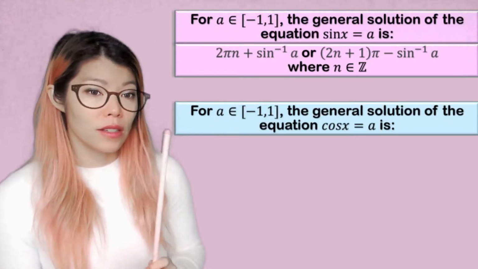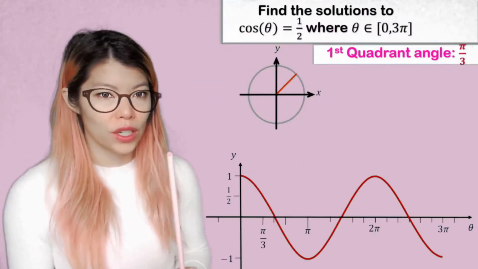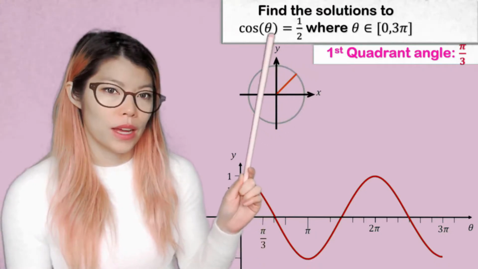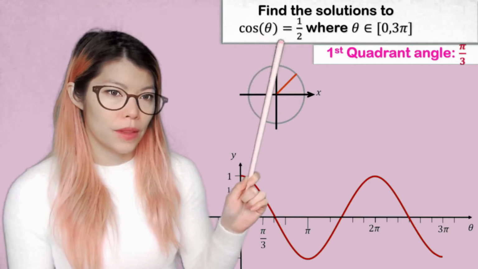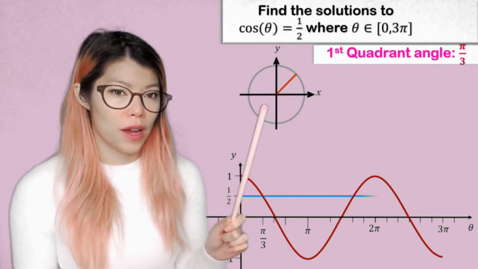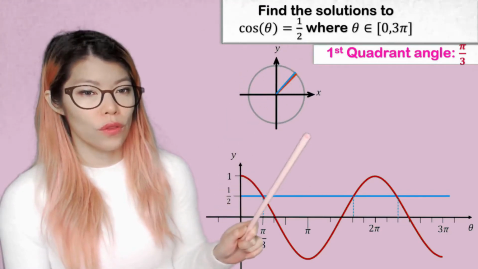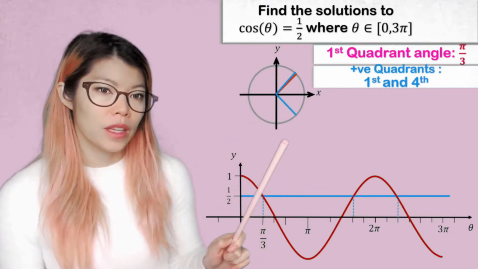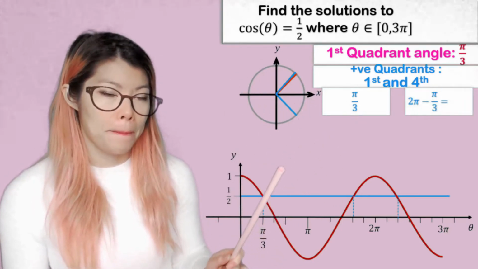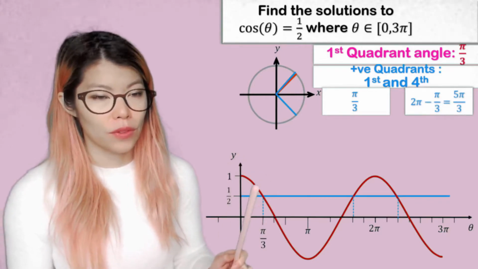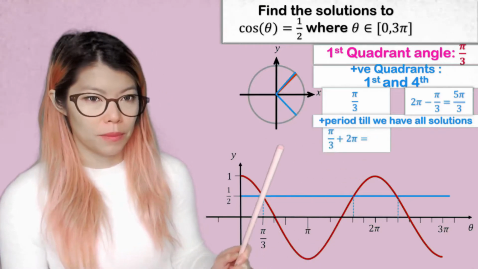We're going to look at cos as well, and for the cos, what is it going to be like? Let's have a look. So in the previous video we saw that for cos equal to a half, we can work out the first quadrant angle using the triangle is pi on 3, and we know that cos is positive in the first and the fourth quadrant. So we did pi on 3, and then we did 2 pi minus pi on 3, which is 5 pi on 3, and to obtain the other values we added periods.